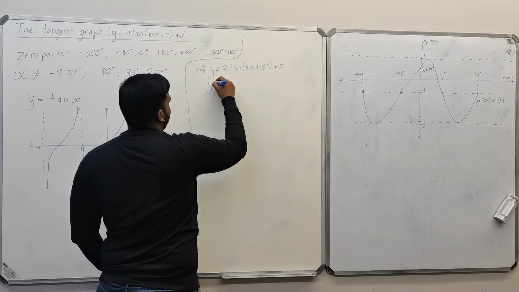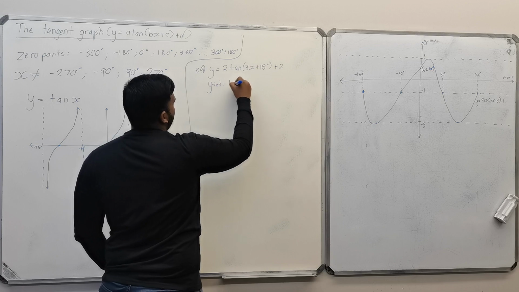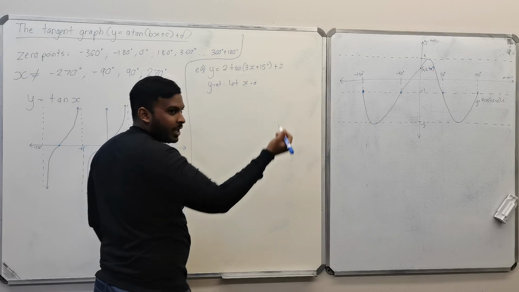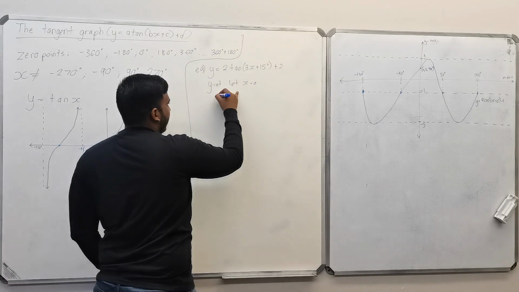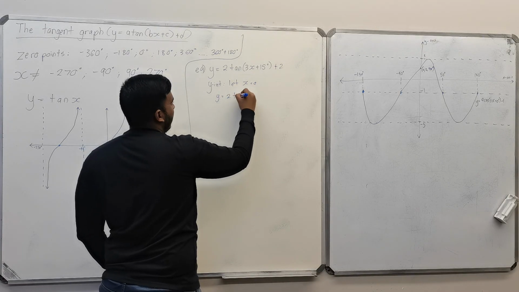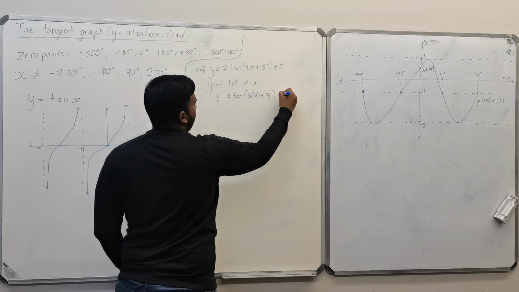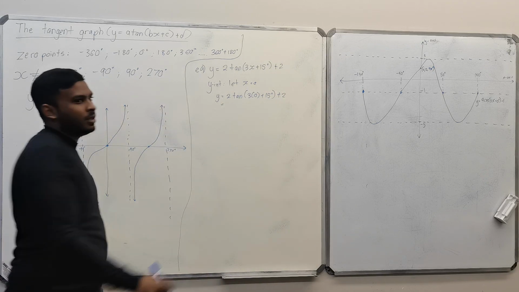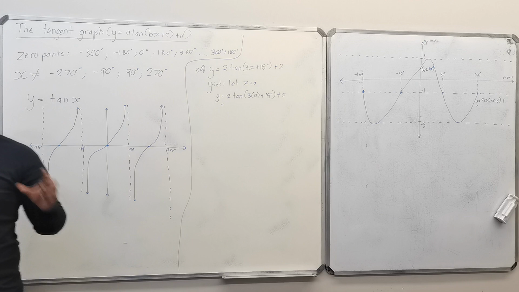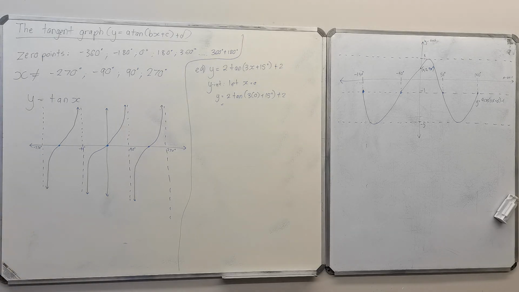So for the y-intercept, you let x equal to 0, right? So you would end up with 2 tan(3 times 0 plus 15 degrees) plus 2, which is the only thing you're working on for tan graphs, but it's just a little bit of a longer calculation compared to the other ones.